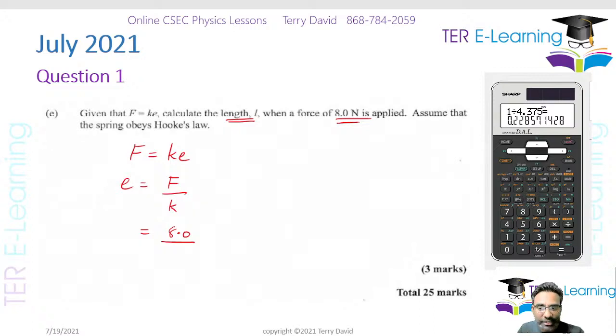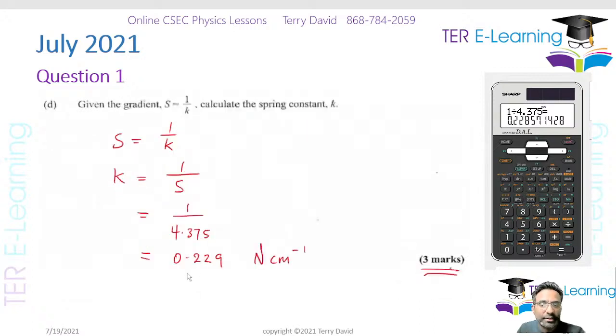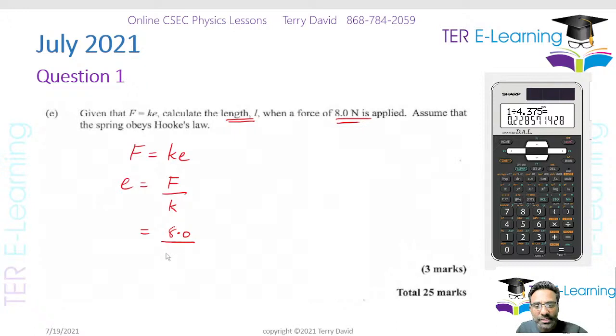So whatever answer you got, not necessarily what I have here, but what you got. So I got 0.229, right? So let's use the calculator to work that out. So that is 8 divided by 0.229, and you're going to get 34.9. So I'm getting around 34.9, right? So this here is 34.9 centimeters.